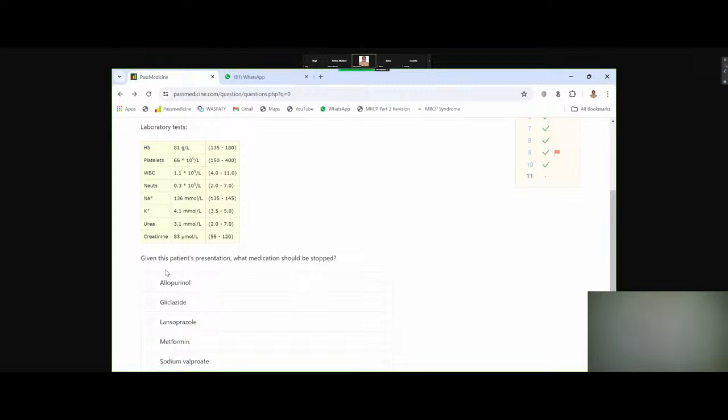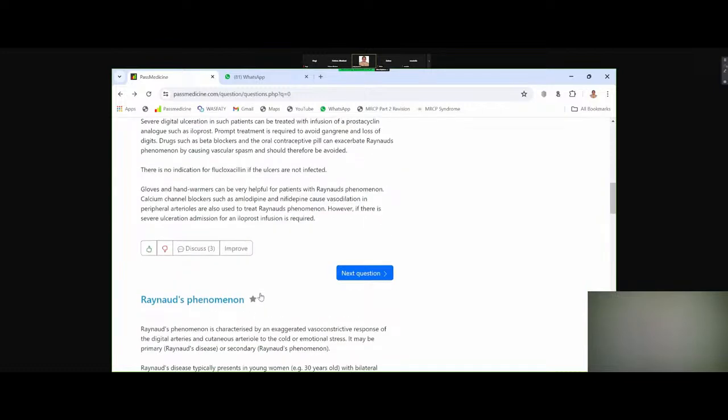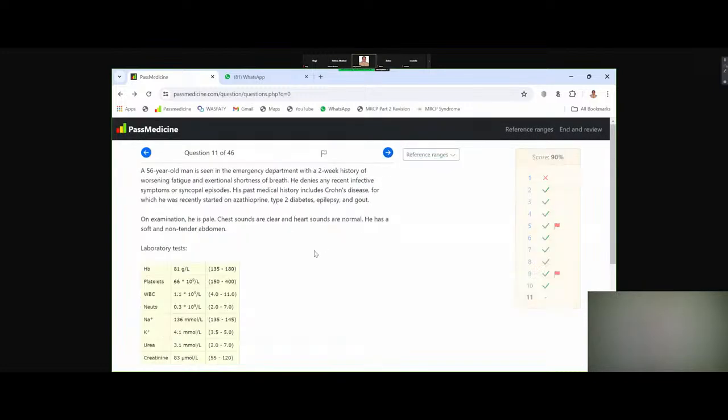Given this patient presentation, what medication should be stopped? That is why medicine is a little tough. Sometimes when we say limited, we think it means only the skin. But for the skin only, we have just scleroderma. We will see systemic sclerosis when it comes. There are three types: one is diffuse cutaneous systemic sclerosis, the other is limited, and the last one is scleroderma only.